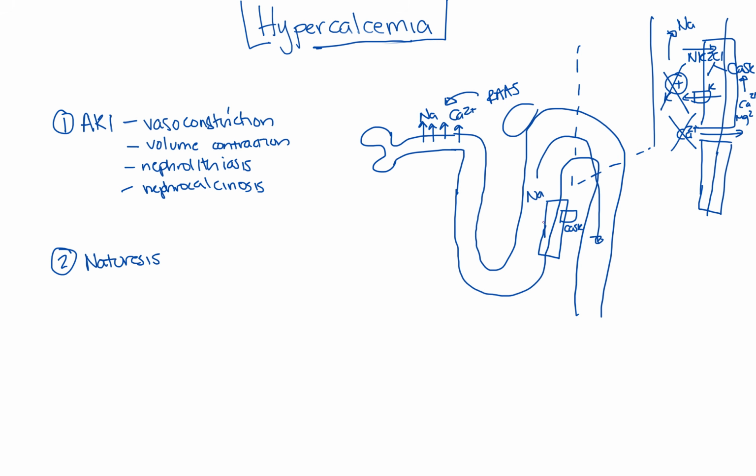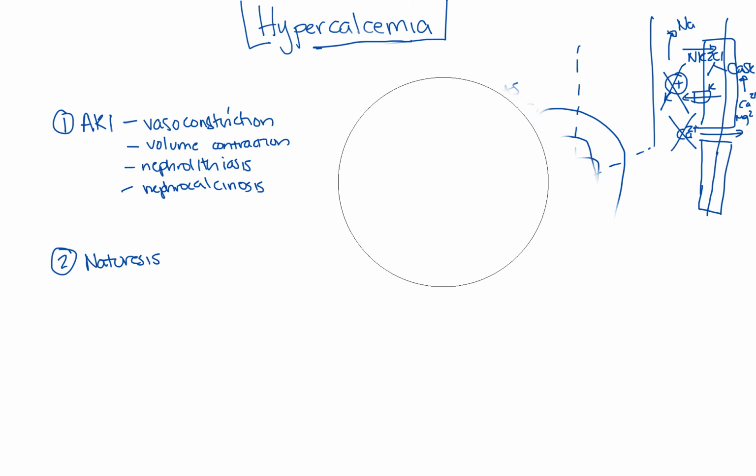And so Bartter's has many mutations. One of those mutations, I believe the type 5 Bartter's, specifically is this calcium sensing receptor. So however you remember it, hopefully that makes sense here. Hypercalcemia can mimic a Bartter's phenotype by overactivating the calcium sensing receptor. Okay, so that is natriuresis.